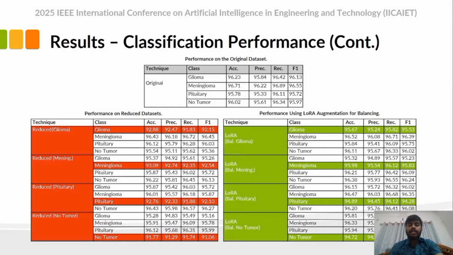The tables show this in detail. On the original data, the model's F1 score was high, over 95%. When we removed the data for the glioma class, its score dropped all the way down to 92.15%. Our LoRA technique was the most effective at fixing this, bringing the score back up to 95.53%.